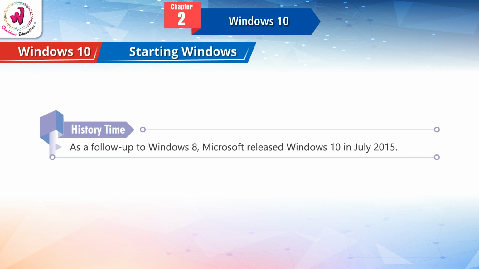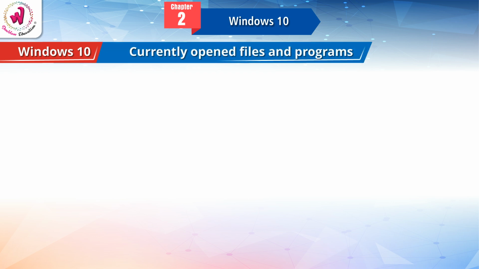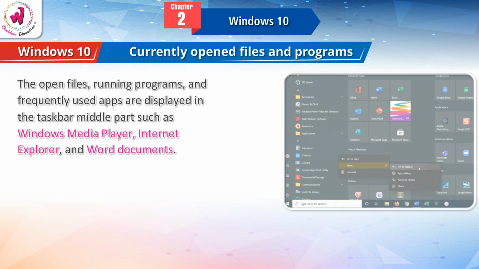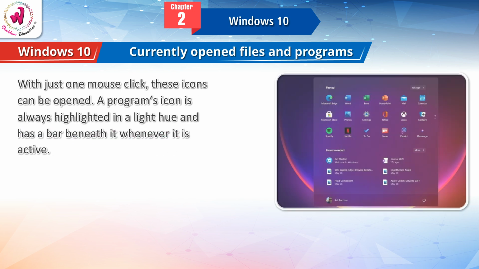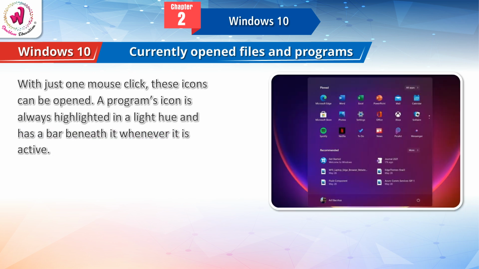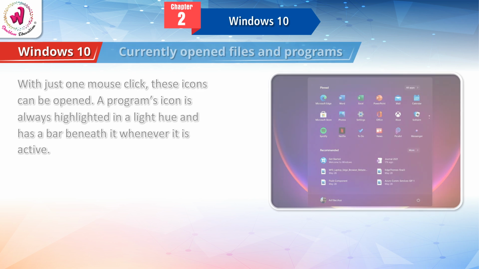History time. As a follow-up to Windows 8, Microsoft released Windows 10 in July 2015. Currently opened files and programs. Open files, running programs, and frequently used apps are displayed in the taskbar middle part, such as Windows Media Player, Internet Explorer, and Word documents. With just one mouse click, these icons can be opened. A program's icon is always highlighted in a light hue and has a bar beneath it whenever it is active.